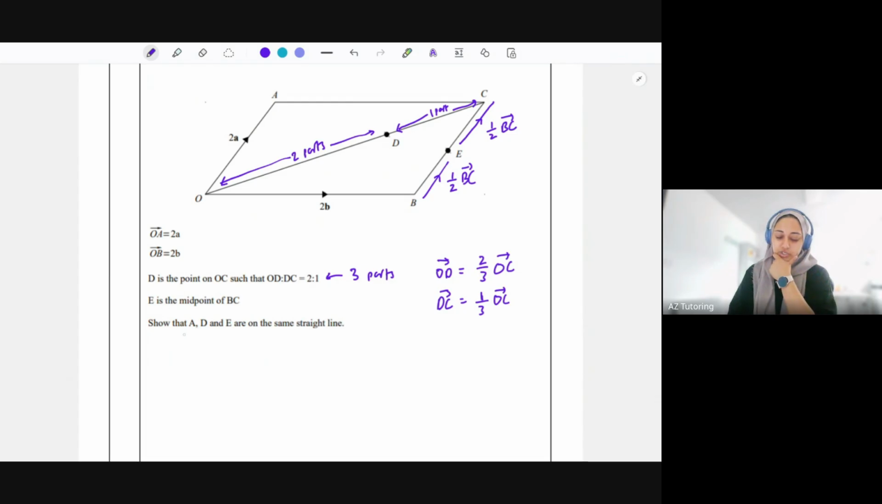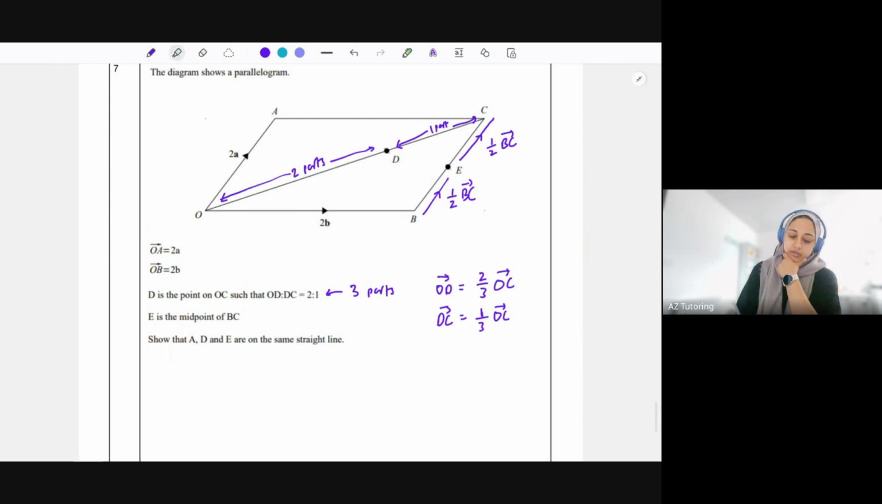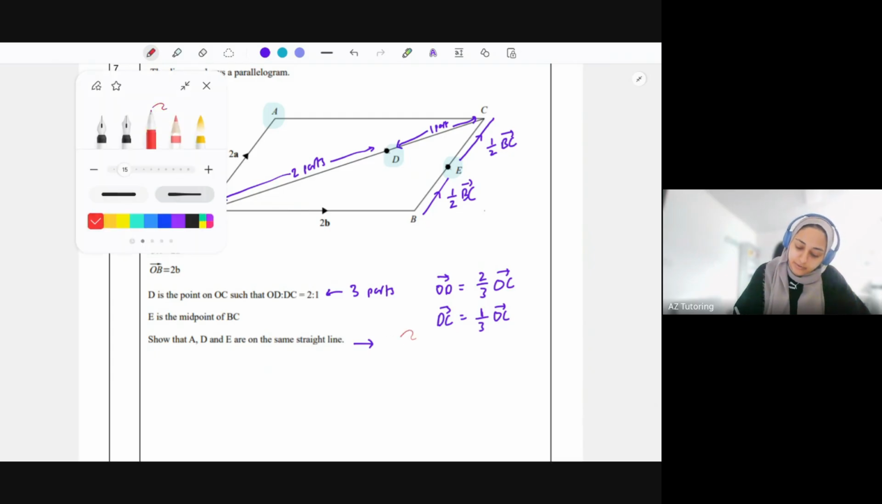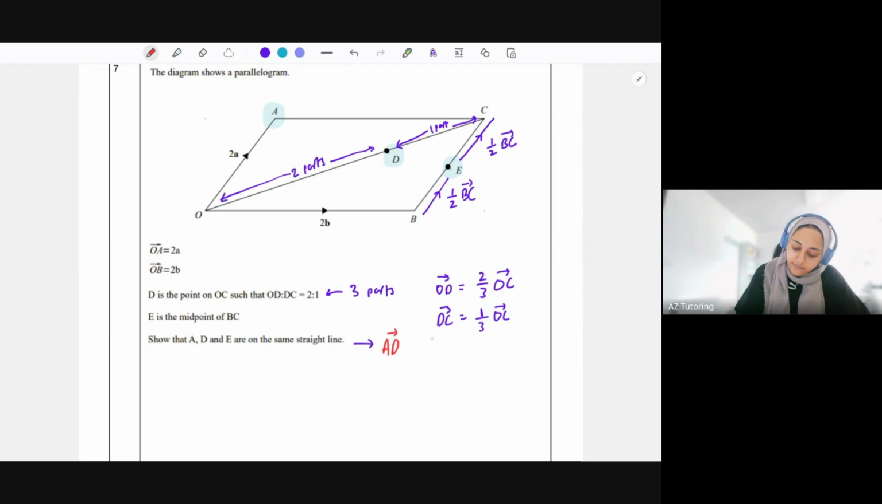Okay, it says show that A, D and E are on the same straight line. Where's ADE? So we've got A, we've got D, and we've got E. So show that them 3 are on the same straight line. Like last time, we're going to find vectors A to D and A to E. Remember, same starting point, they both start at A. So A to D and A to E. And we're going to show that they are multiples of each other.